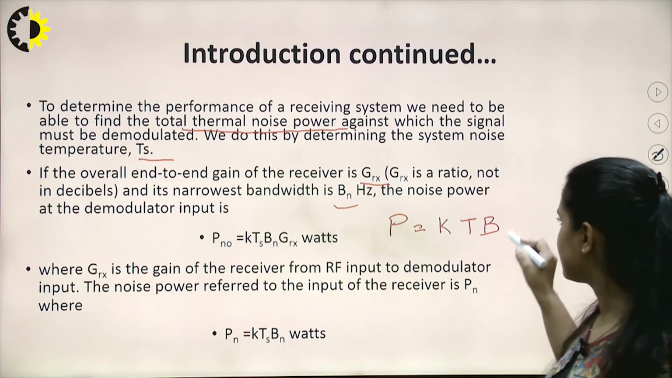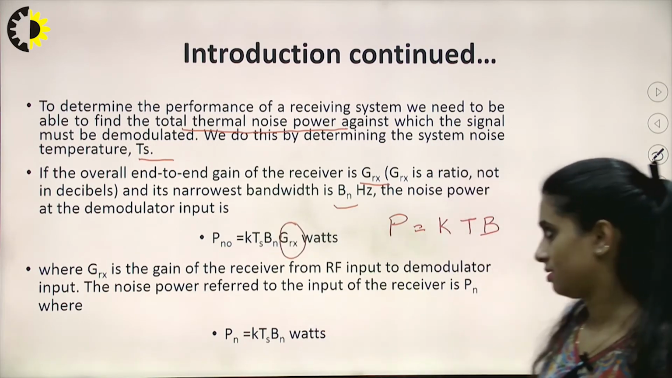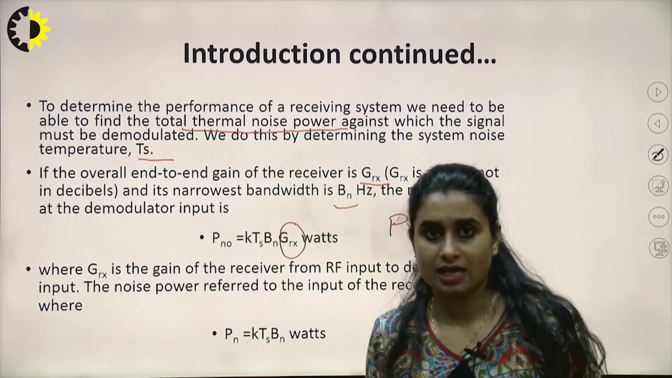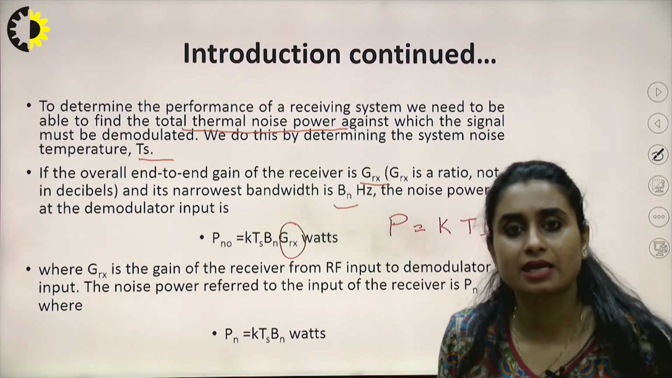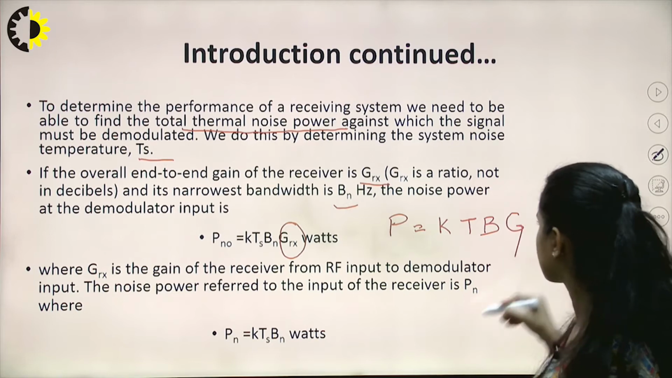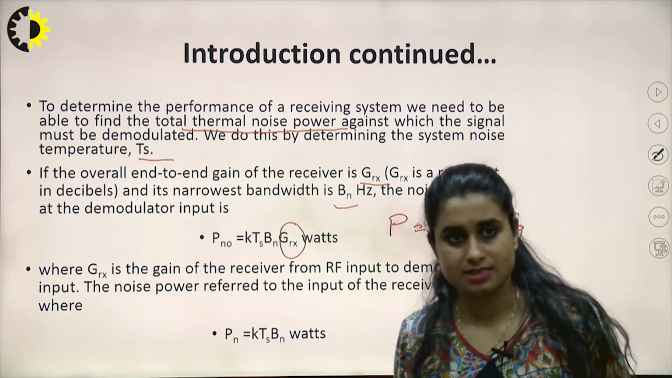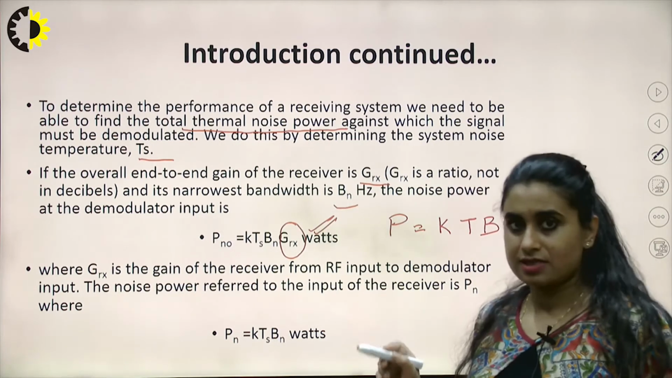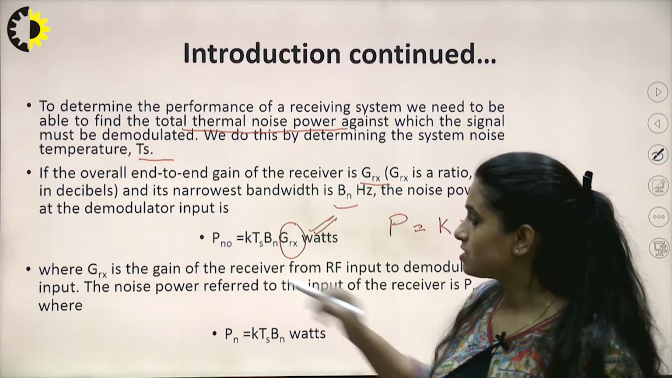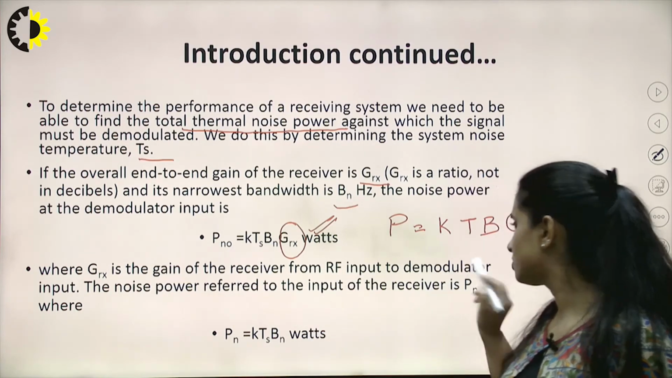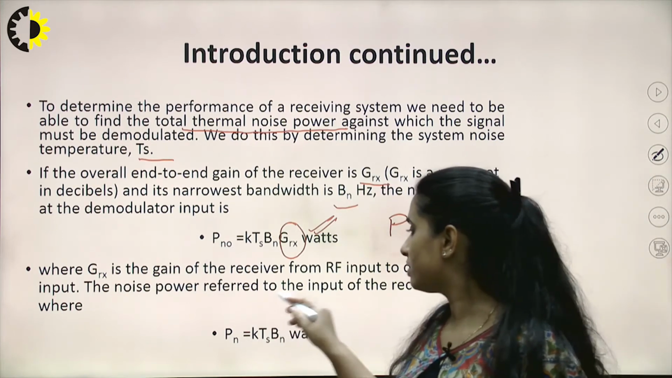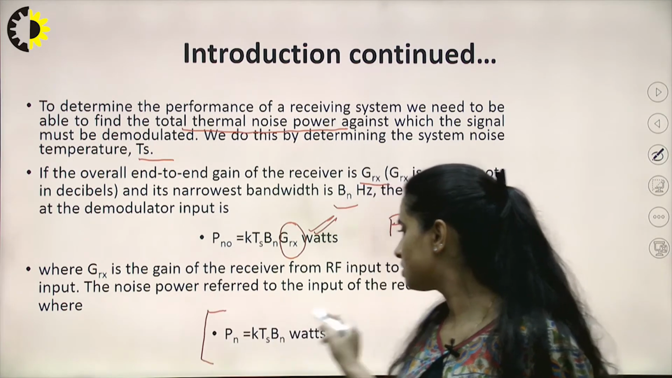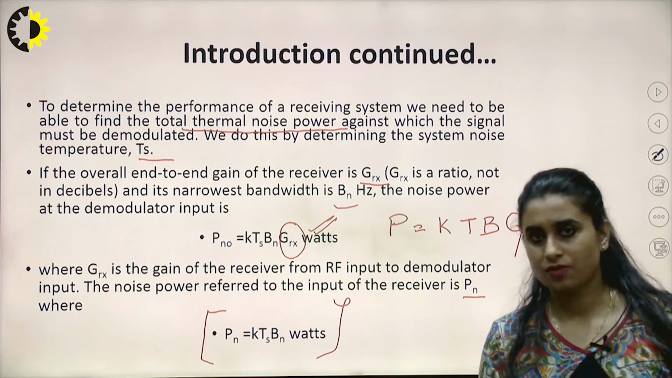Here I can see an additional term, right? So what we are actually doing is approaching a precise calculation. Now we are considering the gain of the system as well. Another factor comes in, which is the gain of the receiver, because noise is studied at the receiver only. So the gain of the receiver is an important parameter here, where G_RX is the gain of the receiver from RF input to demodulator input. The noise power referred to the input of the receiver is Pin, where Pn is the power we calculated earlier.